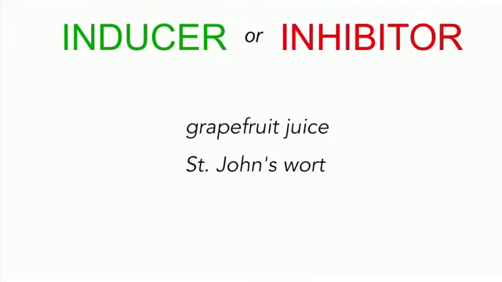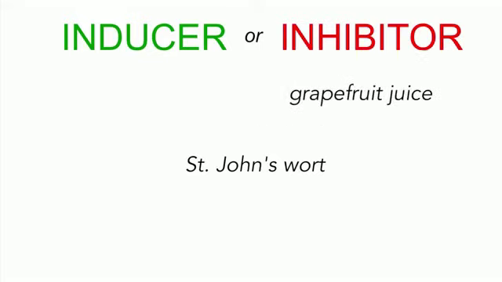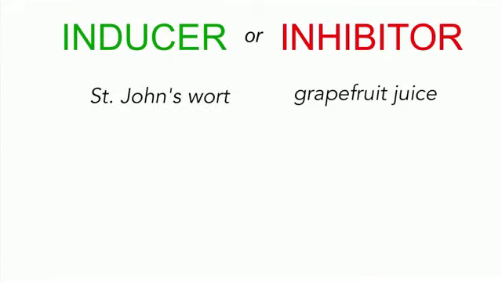Now we have two substances that patients might not tell you they're taking unless you ask them specifically about it. Grapefruit juice and St. John's wort, which is an herbal preparation used to treat depression. Grapefruit juice is a P450 inhibitor. St. John's wort is a P450 inducer.